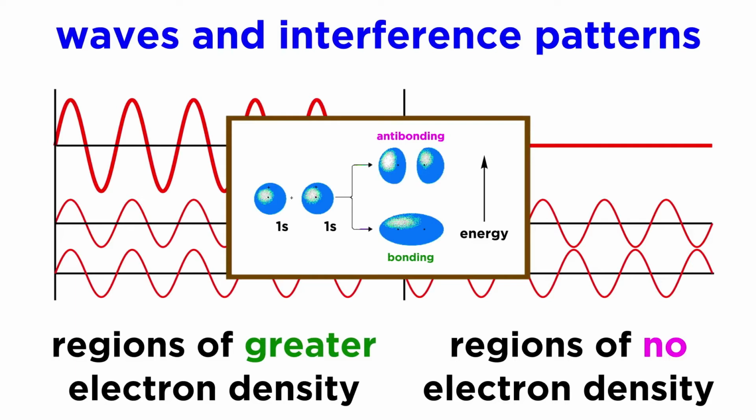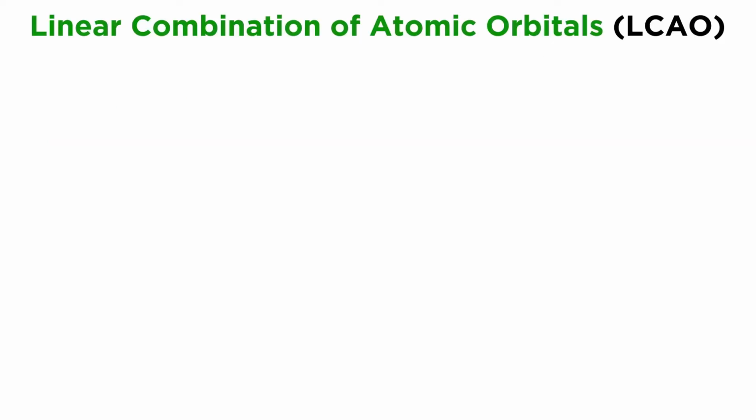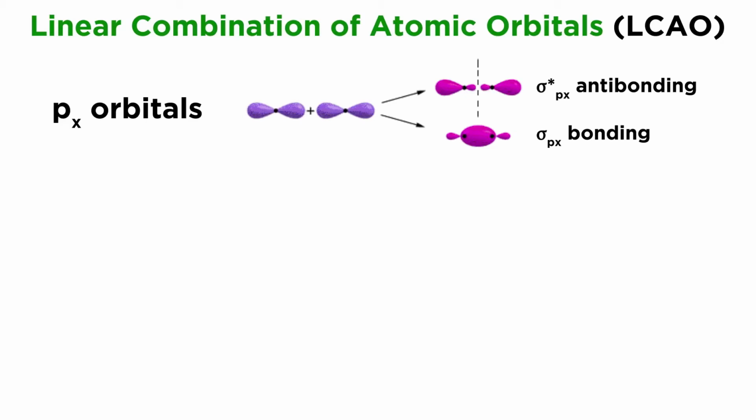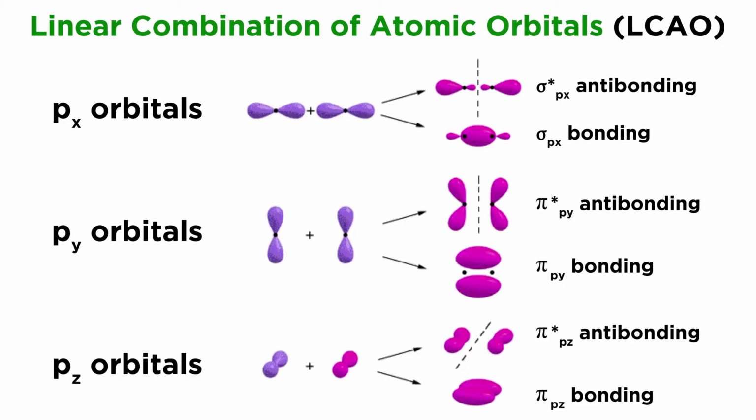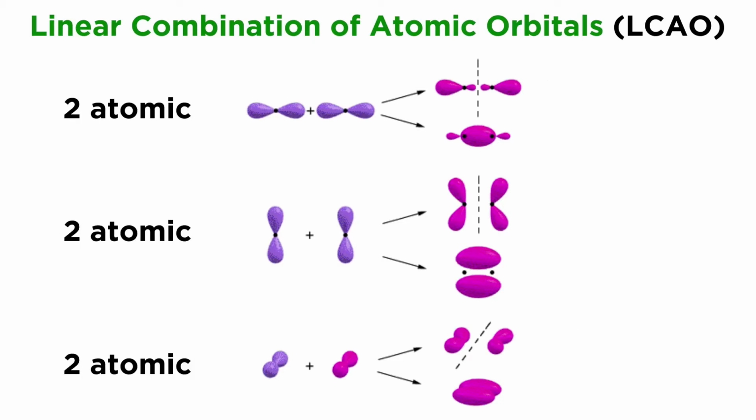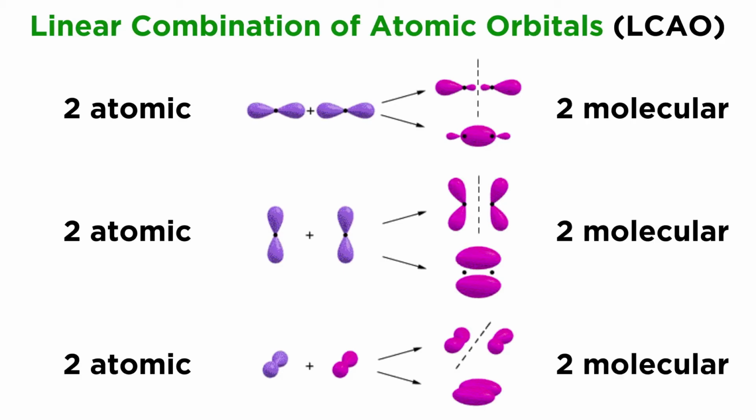orbitals. We can do the same thing with p orbitals, utilizing direct overlap, which will yield sigma px and sigma px star molecular orbitals, or lateral overlap, yielding pi and pi star molecular orbitals from the overlap of py and pz atomic orbitals. Orbital number is always conserved, which is why the linear combination of two atomic orbitals will always result in two molecular orbitals, one bonding and the other antibonding.